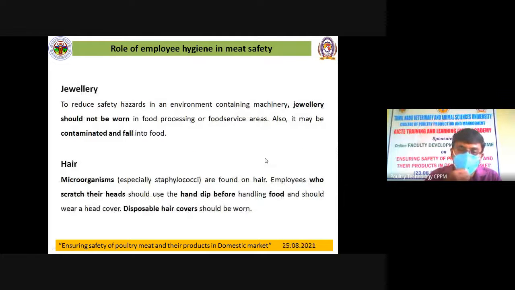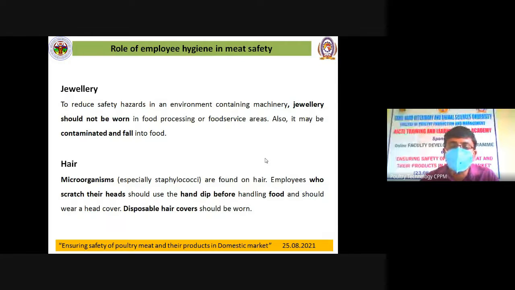And jewelry. To reduce the safety hazards in an environment containing machinery, such as a poultry processing or further processing plant, there are a lot of machines. Any faulty handling or any jewelry falling into the machines will affect the operating system of the machines, and it poses a threat to the consumer when it is mistakenly packed along with the food material.